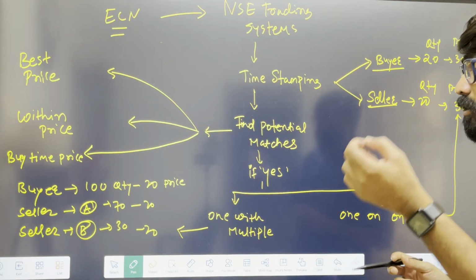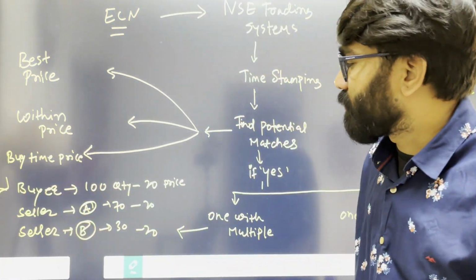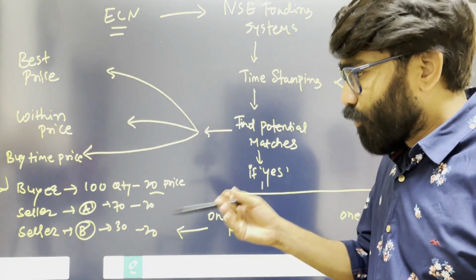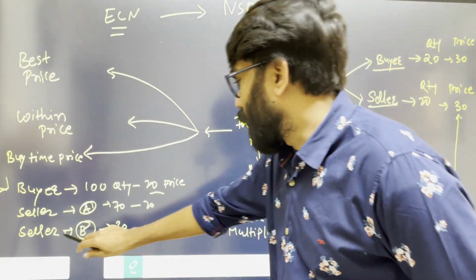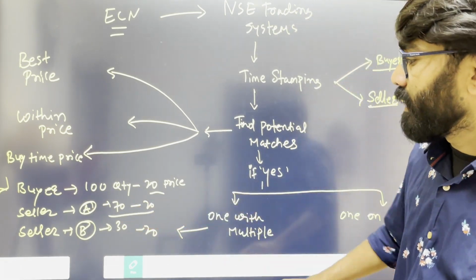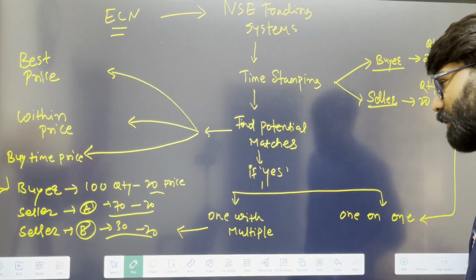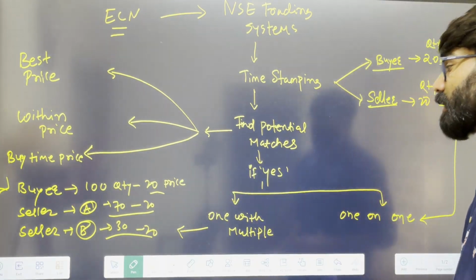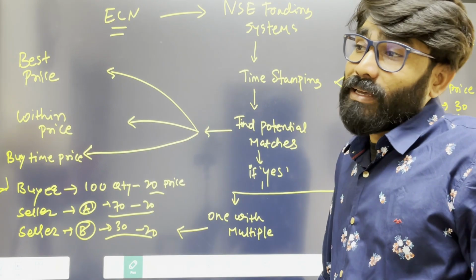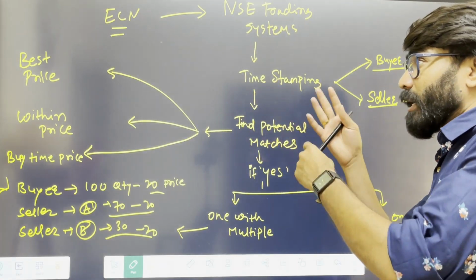The other would be one with multiples. For example, let's say the buyer sent an order for 100 quantities at a price of 20 per unit. That order is split between two sellers, seller A and seller B. Seller A sent the order for 70 and seller B sent an order for 30. So 70 plus 30 becomes 100, and that will tie with the buyer's quantity. That's how the trading system and order management system work. Then the notification will be received by the brokers and counterparties, and accordingly they can initiate.